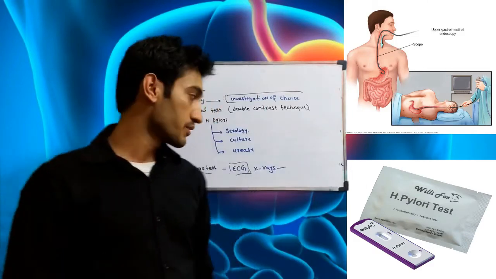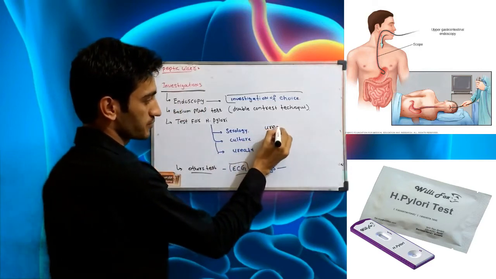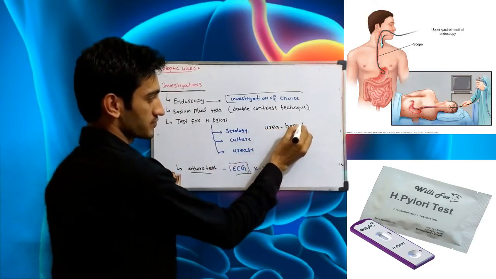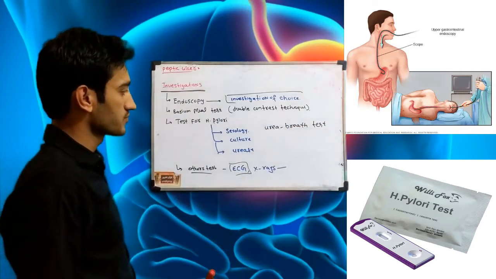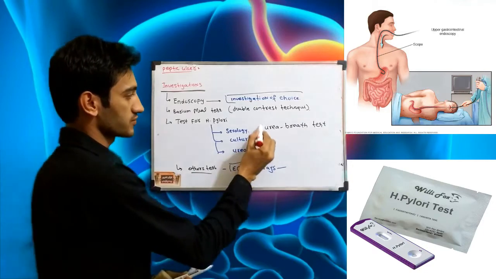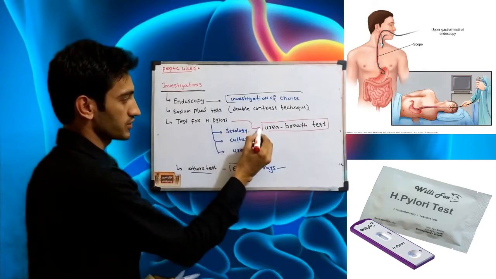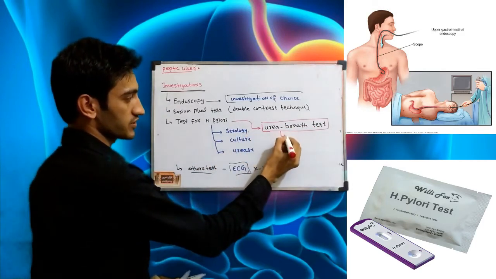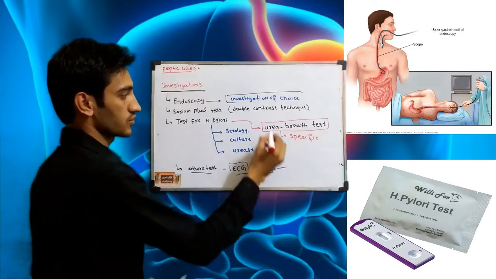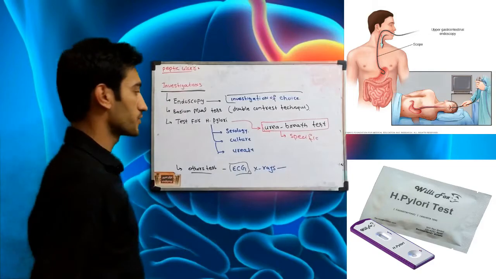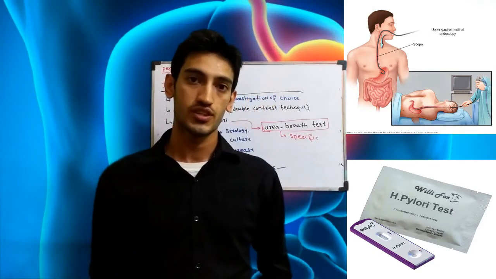And one thing you should remember, that urea breath test is one of the tests which is done for the H. pylori, and this test is very specific. So you should remember the urea breath test for the H. pylori. This is all about the investigations.